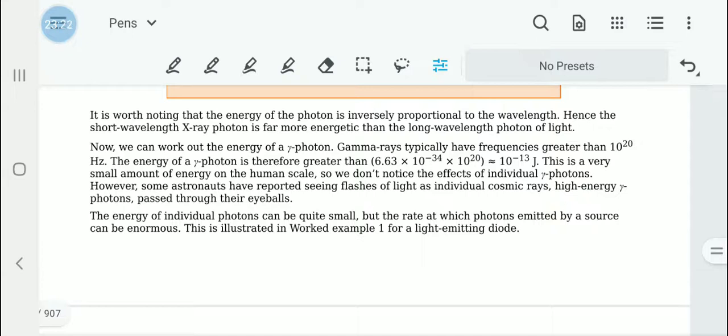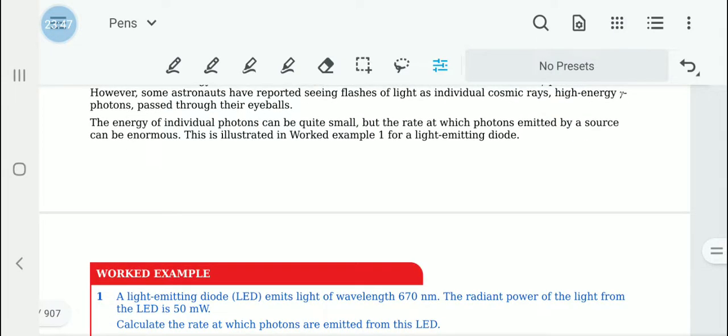Because these gamma rays are blocked by the thick atmosphere that we have. Or they are not exactly blocked, but they are reflected rather. So these astronauts have said that they have felt, when individual cosmic rays, high energy gamma photons, pass through their eyeballs, they have seen flashes of light.